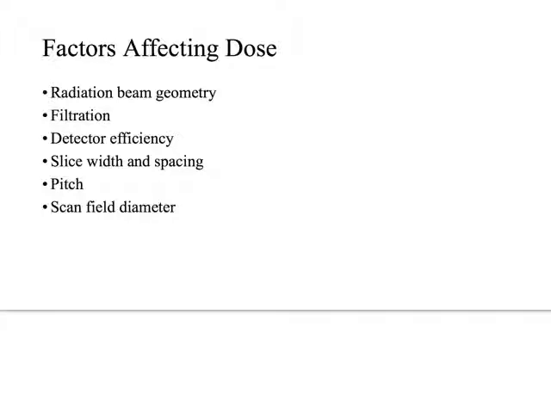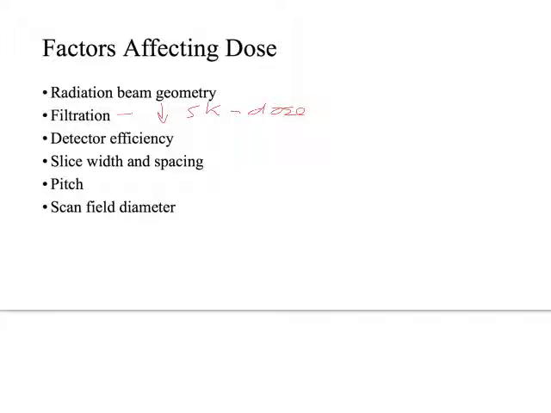So let's change gears again and talk about specific factors of CT scanning that affect dose. We've talked about radiation beam geometry. We've mentioned that filtration in previous discussions will help us improve the quality of the beam, and it's also going to reduce patient's surface dose. So filtration is going to reduce like skin dose. It's just getting rid of the crappy x-rays that are just going to hit the patient's skin, ionize the skin, and be done, right?